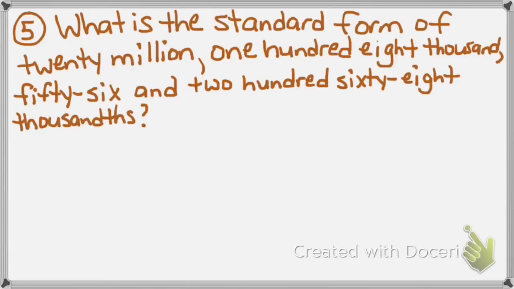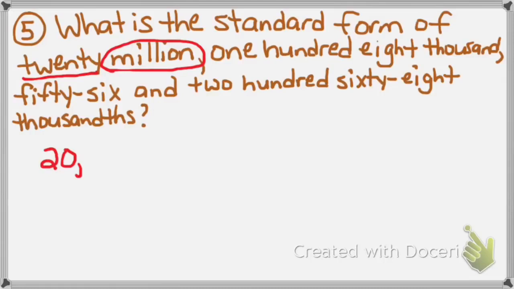So let's take a look at another standard form example with example number 5. 5 says, what is the standard form of 20,108,056 and 268 thousandths? So I'm going to break this up period by period to solve my problem. Remember, the commas help us break it up by periods. And here I see that I have 20 million in the millions period. So how do I write 20? 20. Put my comma to show that it's the millions period.